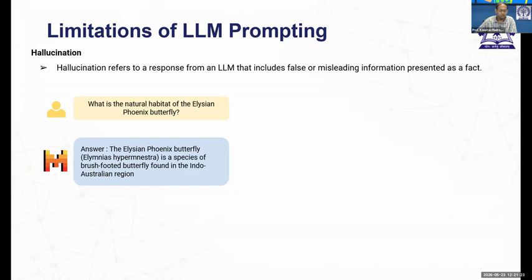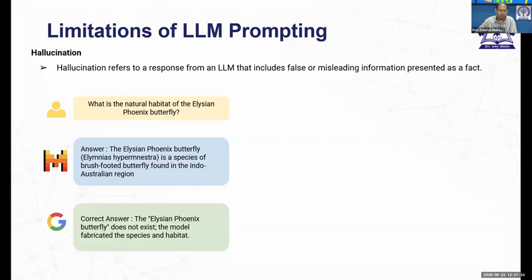For example, if I ask this question, what is the natural habitat of the Elysian phoenix butterfly? The answer I am getting from Mistral is that the Elysian phoenix butterfly is a species of brush-footed butterfly found in the Indo-Australian region. But ultimately, what is the correct answer? This kind of butterfly doesn't exist. So the model fabricated the species and the habitat.